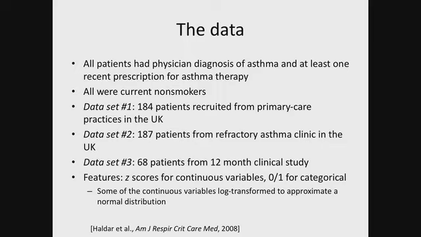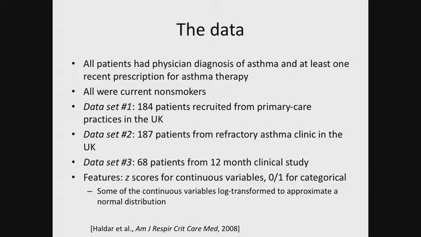These data sets consisted of patients who had asthma and already had at least one recent therapy for asthma. They're all non-smokers, but they're 3 disjoint sets of patients coming from 3 different populations. The first group of patients were recruited from primary care practices in the United Kingdom. If you're a patient with asthma, and your asthma is being managed by your primary care doctor, then it's probably not too bad. But if your asthma, on the other hand, were being managed at a refractory asthma clinic, which is designed specifically for helping patients manage asthma, then your asthma is probably a bit more severe.